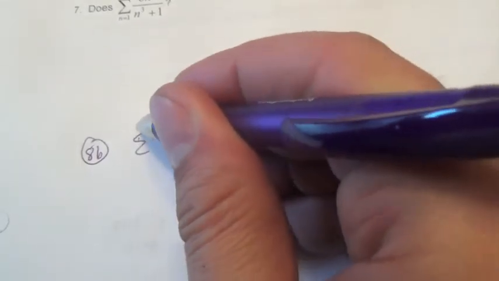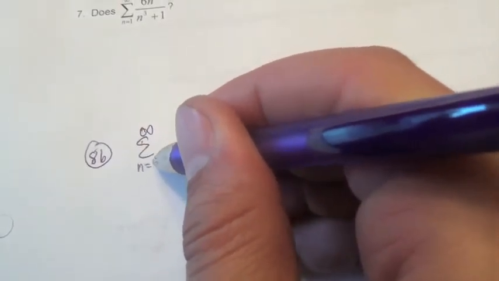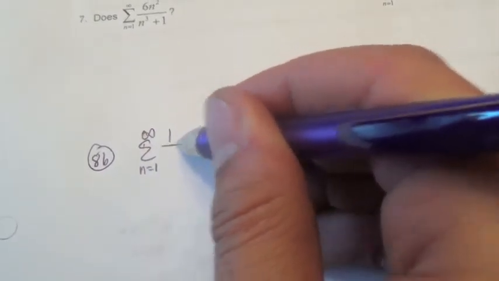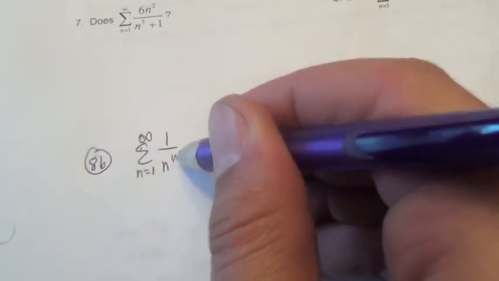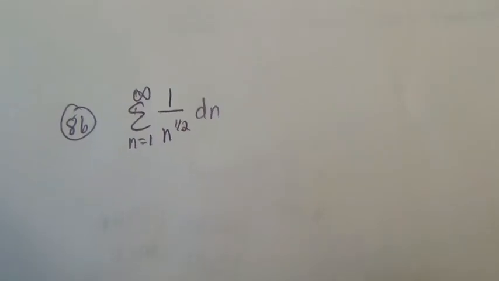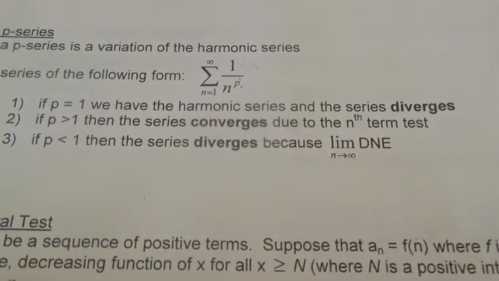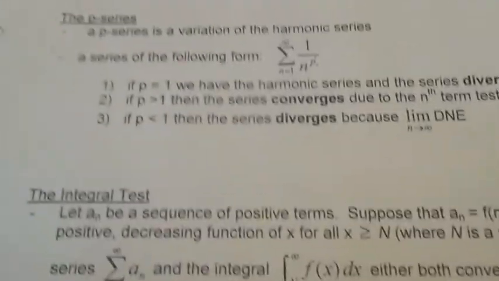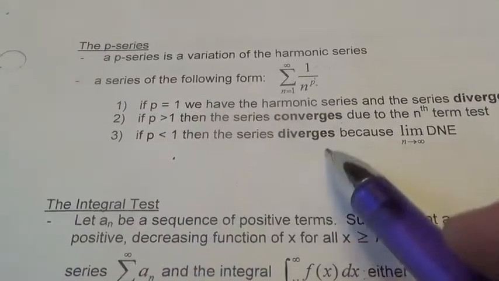8b is our infinite sum. We're going to let this be 1 over n to the 1/2. Hopefully that looks like a 1/2. What we're going to do is show that if your p is less than 1, then we should diverge. So that's what we're about to do here. It's one more using the integral test that you're going to do.